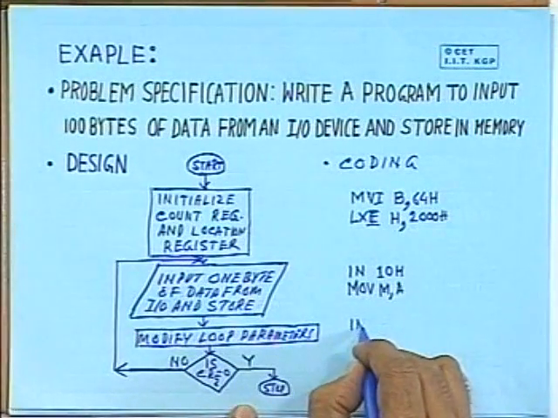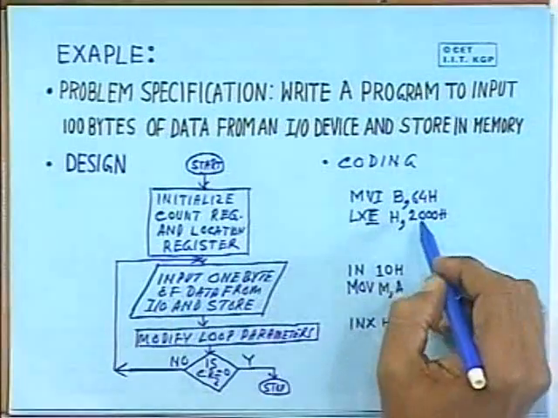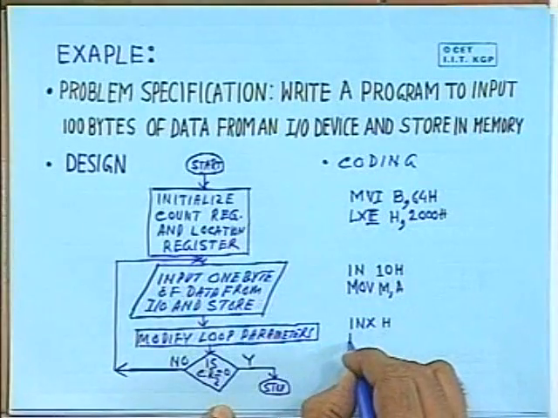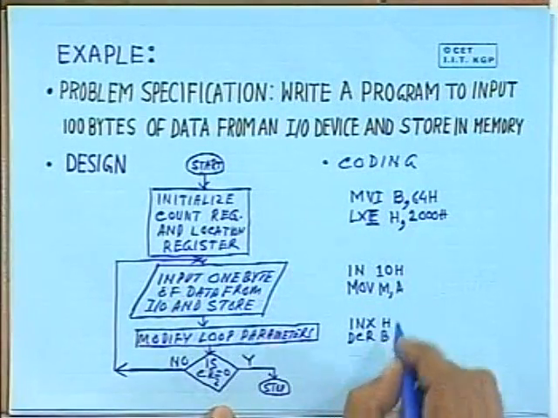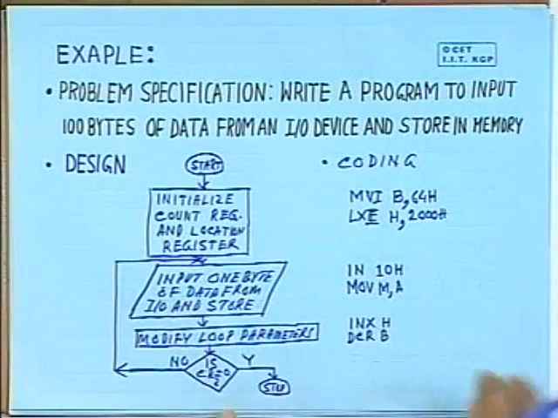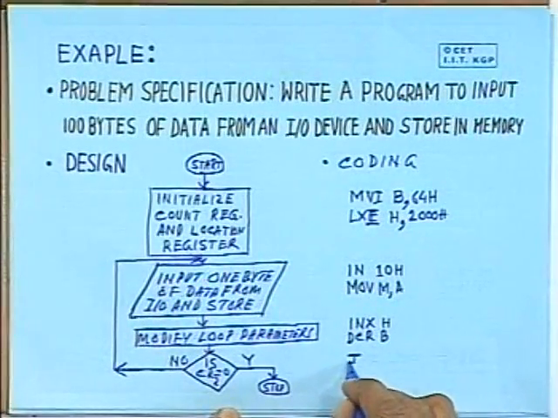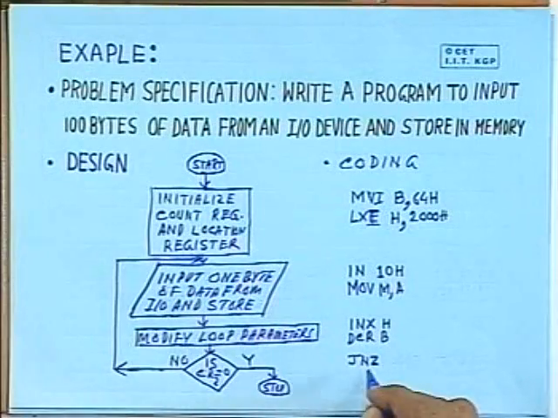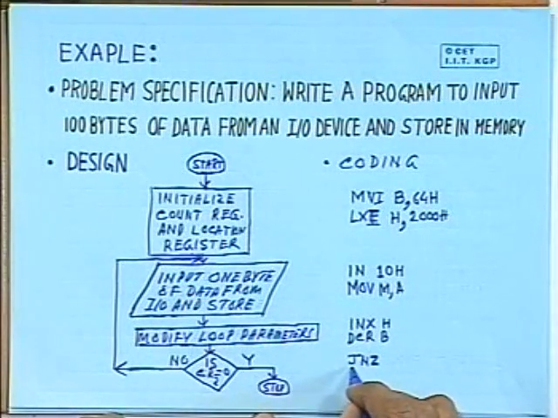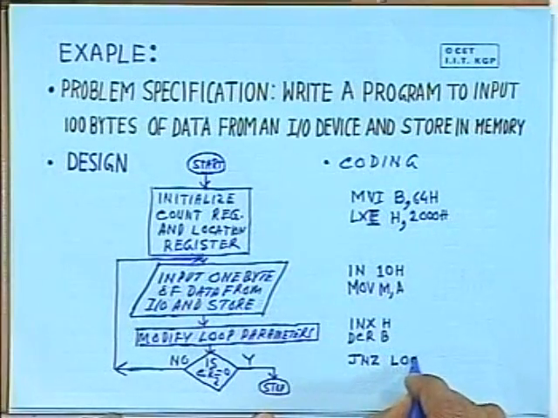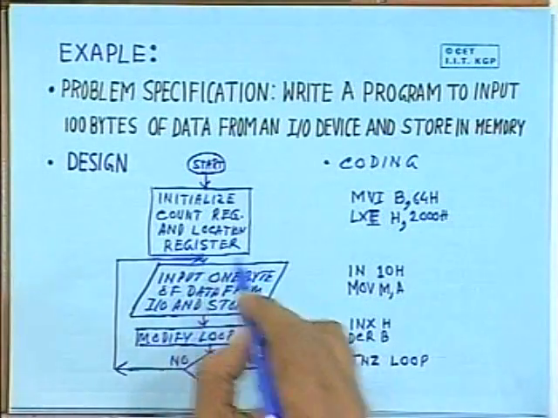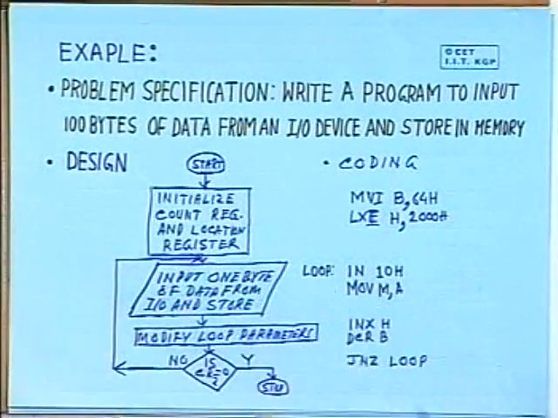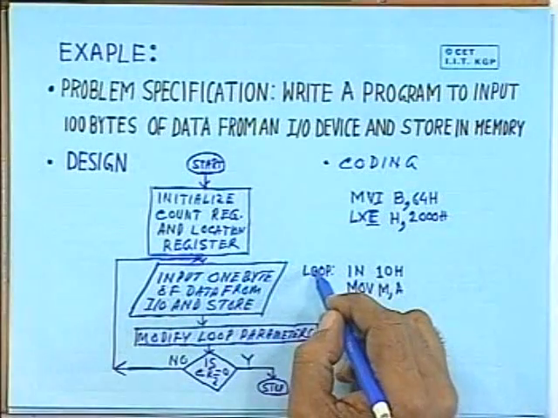Then you have to increment, INX H, I mean modifying the loop parameters. You have to increment the HL register pair. Also you have to decrement the count register. After decrementing, you have to check whether this condition is satisfied or not. This decision is done with the help of this JNZ, jump not 0, and then you have to go back to this point. So you have to provide a label here, because you are looping back to this point.